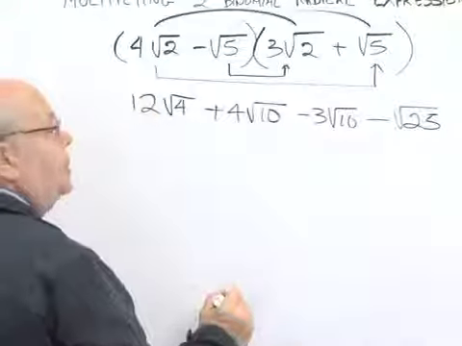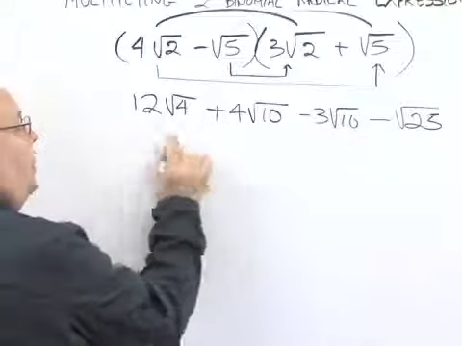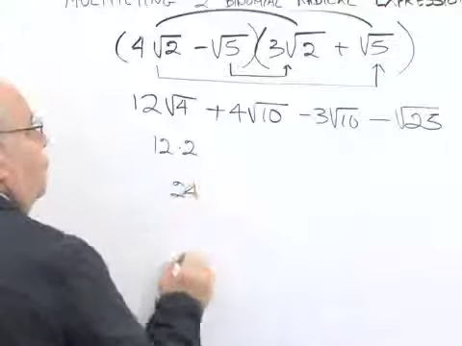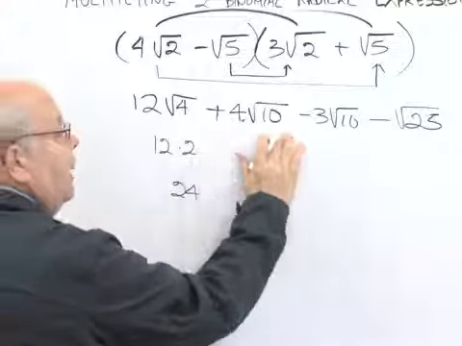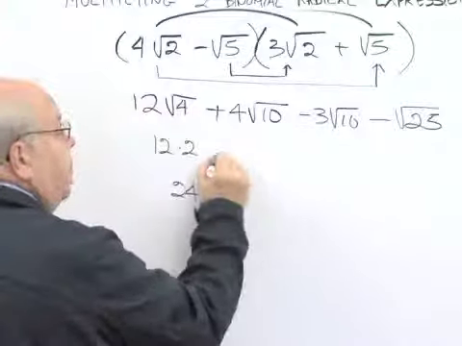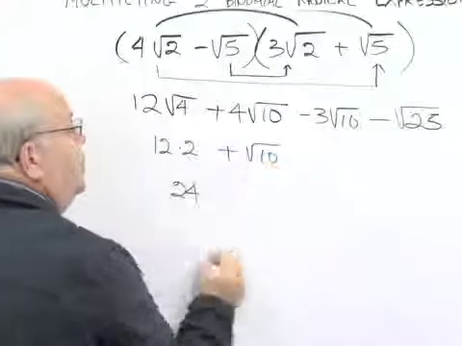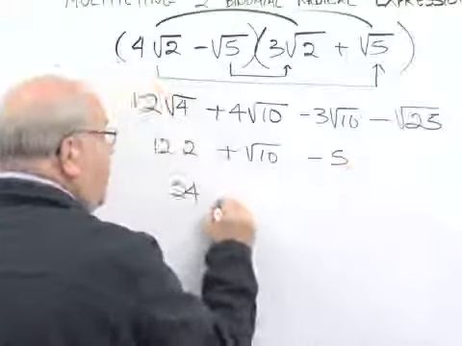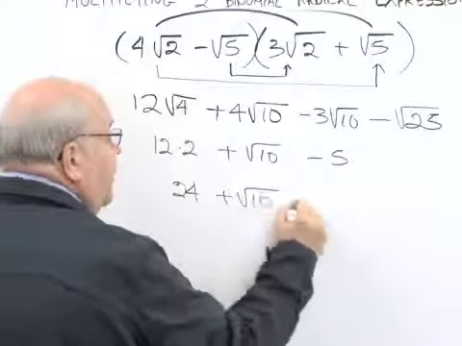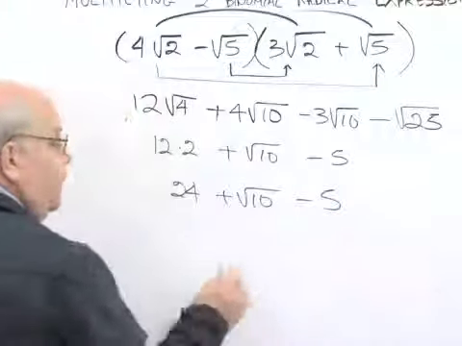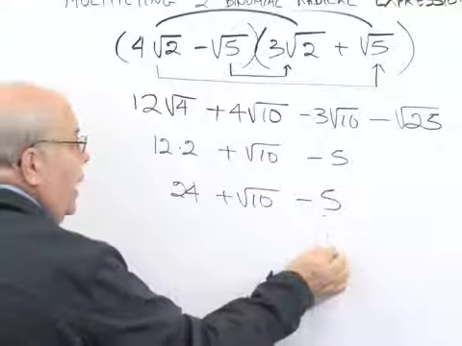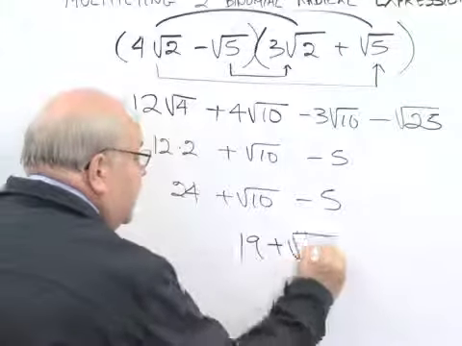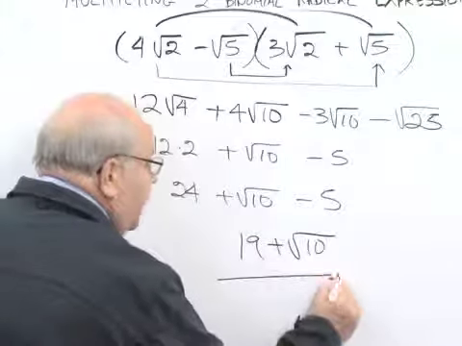Now, there's quite a bit of simplifying we can do. 12 times the square root of 4 is 12 times 2, or 24. 4 square roots of 10 added to minus 3 square roots of 10 would just give us 1 square root of 10. Minus the square root of 25 is just minus 5. So what we have here is an expression that can be simplified a little bit. Plus 24 and minus 5 is 19. So our final answer is 19 plus the square root of 10.